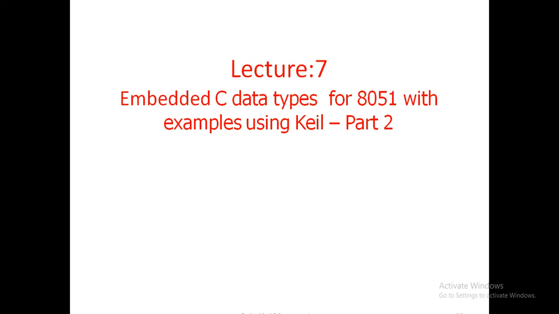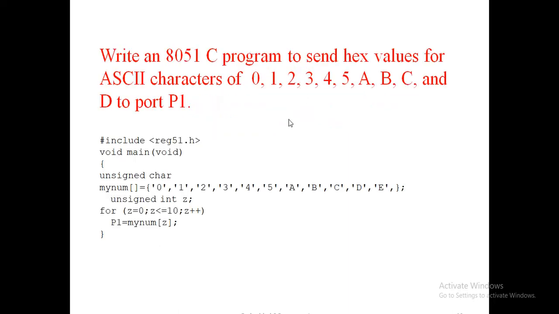Welcome to lecture 7, Embedded C data types for 8051 with example using Keil, part 2. In the last class we discussed the integer data types, that is unsigned int and signed int. In today's lecture I am going to cover unsigned char and then signed char.